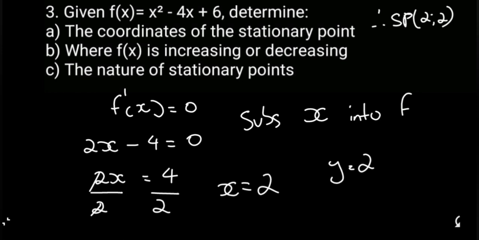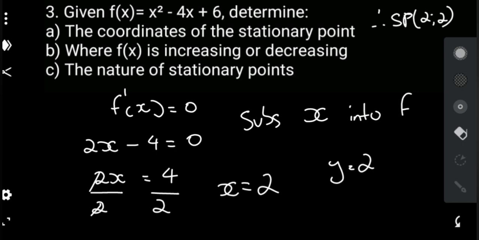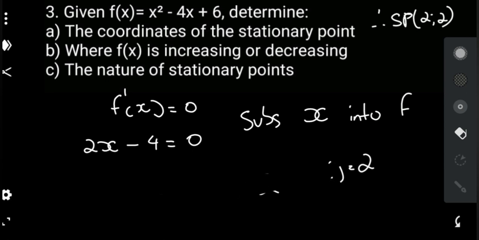Simply (2, 2). Now we need to determine at which part the graph is increasing or decreasing. So let me make a space. I'm not going to erase this first derivative because it is the one that I'm going to test with.